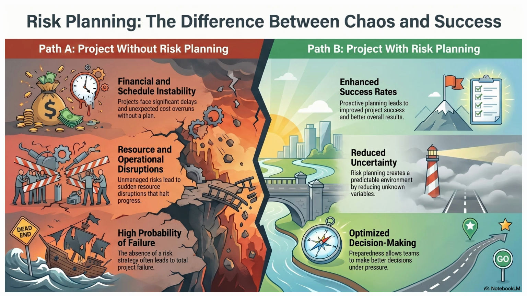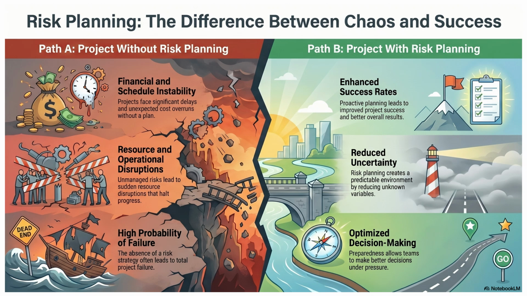We also see resource and operational disruptions. When risks are not identified early, even small disruptions can affect progress and create bigger problems. Team may struggle to respond because there was no preparation in place. And because of poor preparation, the probability of failure becomes much higher. In many cases, projects do not fail because risk exists, but because risks were not managed properly.